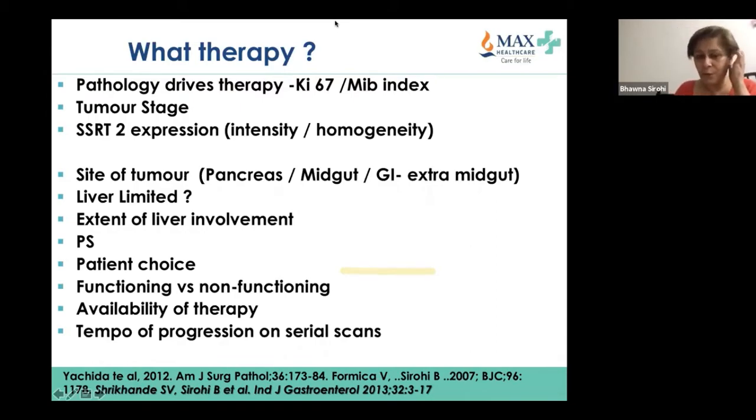So even though the scan may look quite bad and scary, the patient had a low-grade neuroendocrine tumor with a Ki67 of less than 2% and had been just on watch and wait and observation.